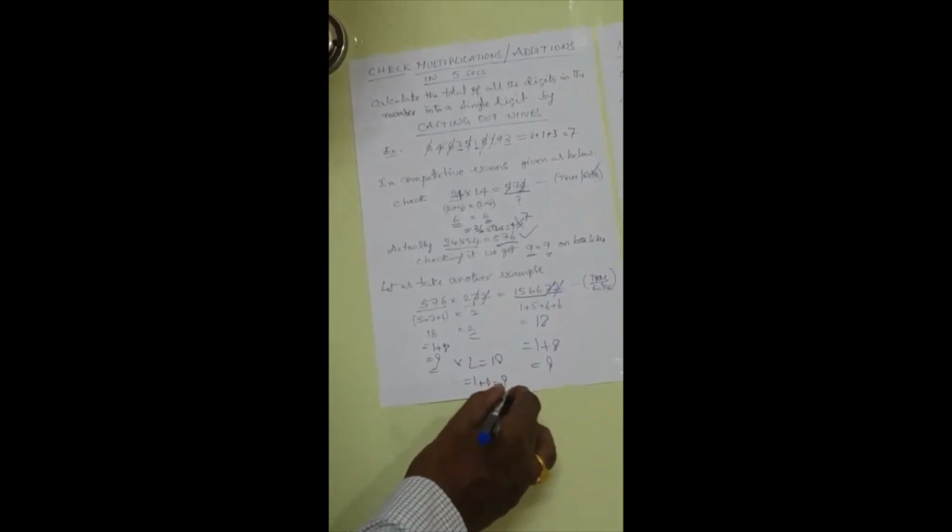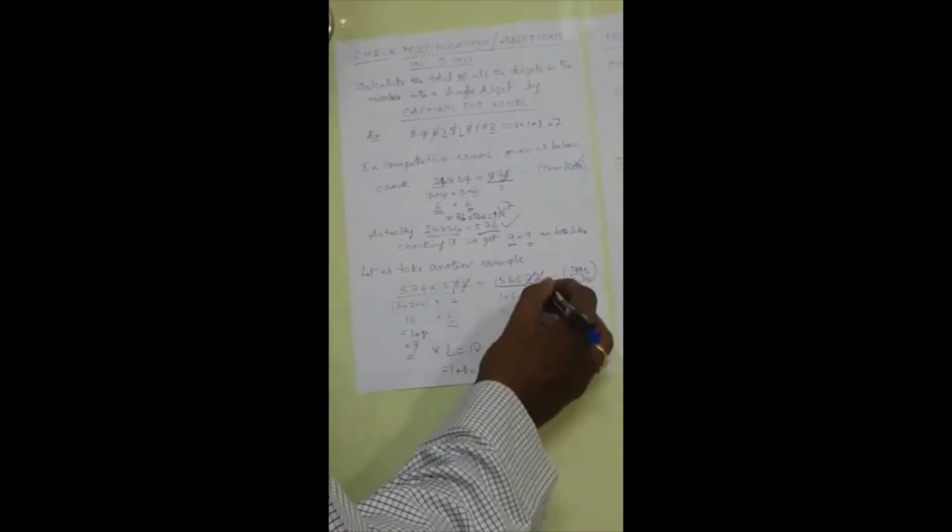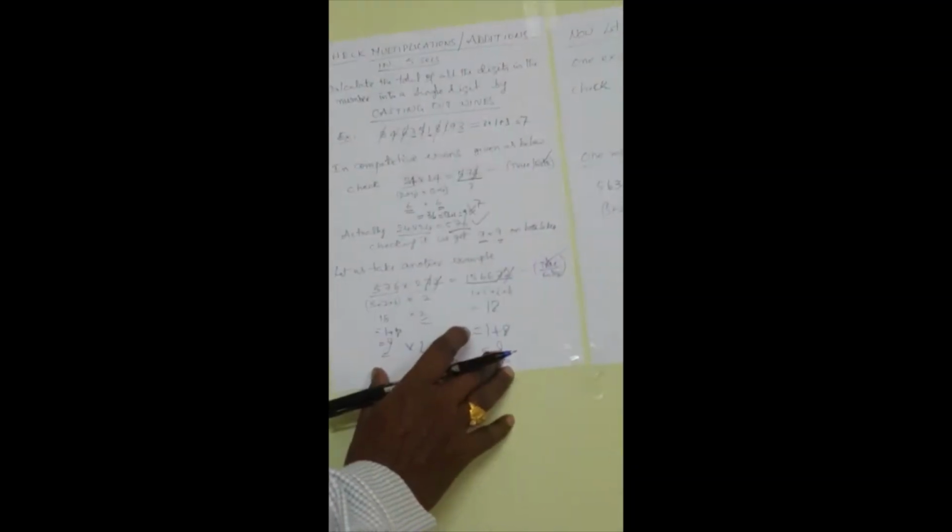So on the left side you got 9, and the right side you got 9. 9 is equal to 9. So equal. So this answer is correct. So you have to mark here true. So this is where you can check the multiplications.